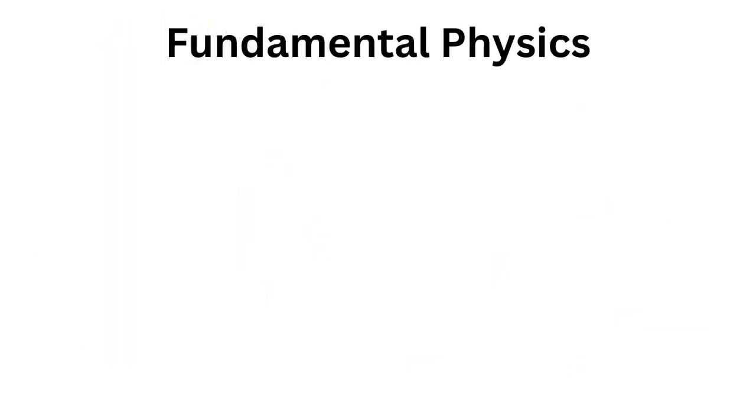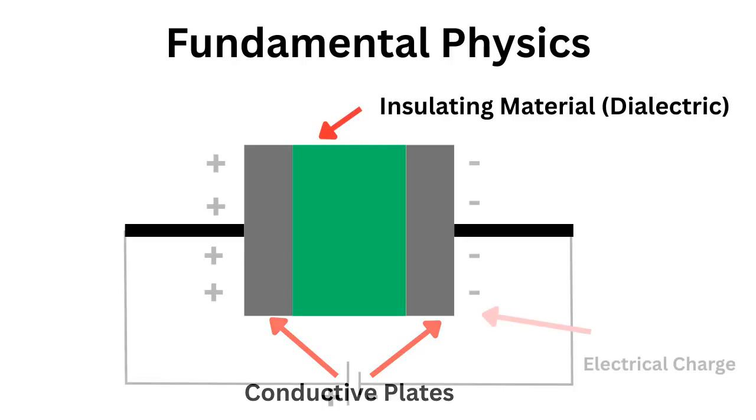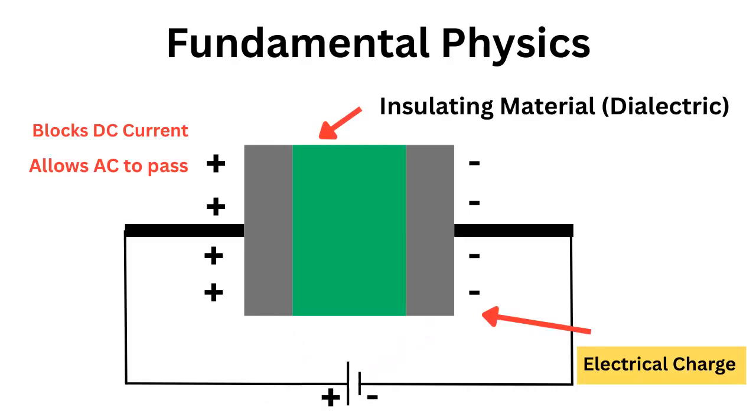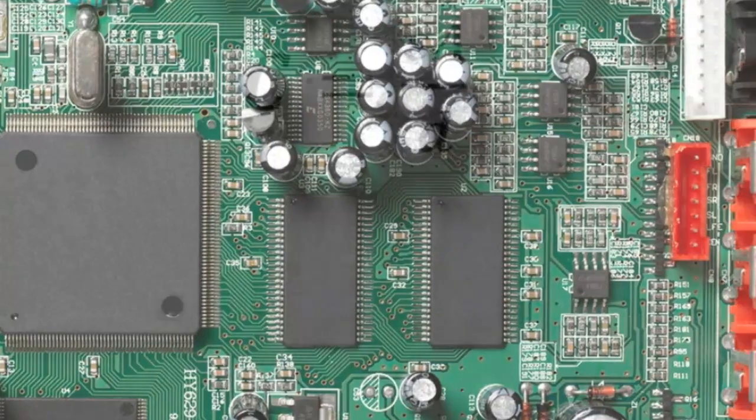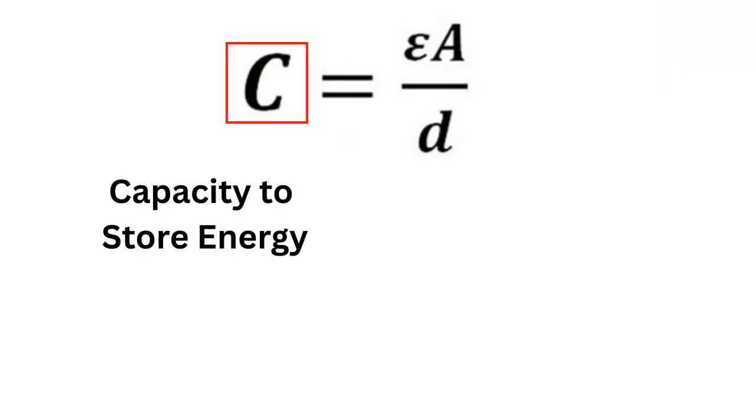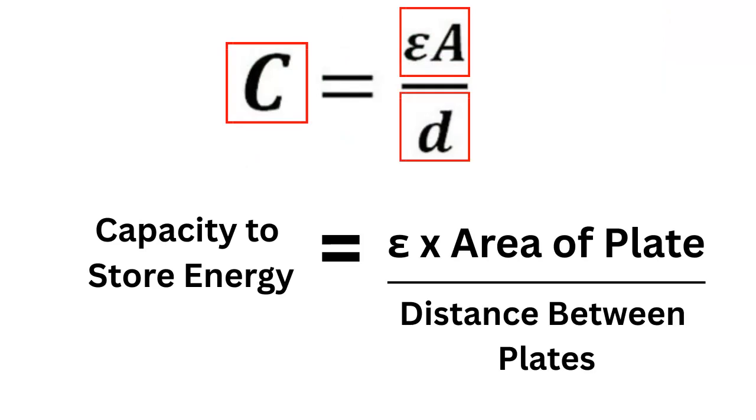Let's start with the fundamental physics. A capacitor is simply two conductive plates separated by an insulating material called a dielectric. When voltage is applied, the capacitor stores electrical energy by building up an electrical charge on these plates. It blocks direct current, or DC, but allows alternating current, or AC, to pass, making it a crucial component in nearly every electronic circuit. The capacity to store energy, or C, is defined by a simple formula: C equals epsilon, multiplied by the area of the plates, divided by the distance between the plates. This relationship governs everything the capacitor does.